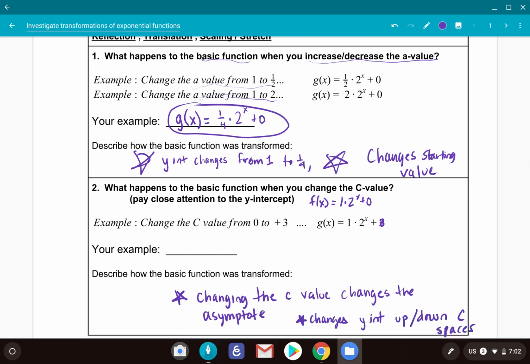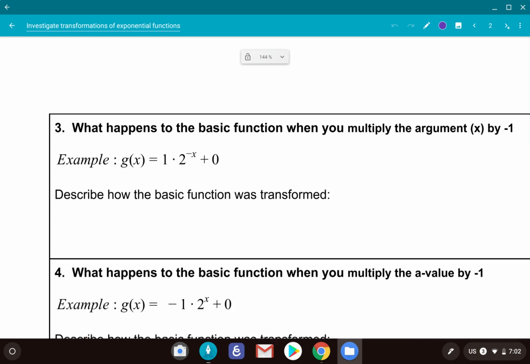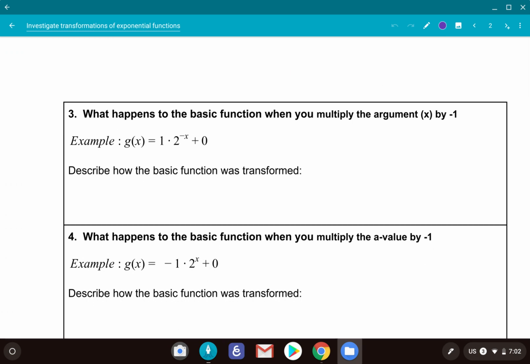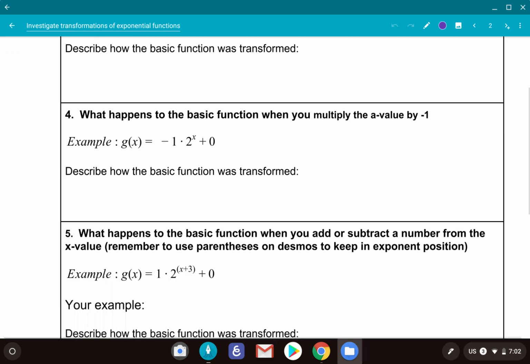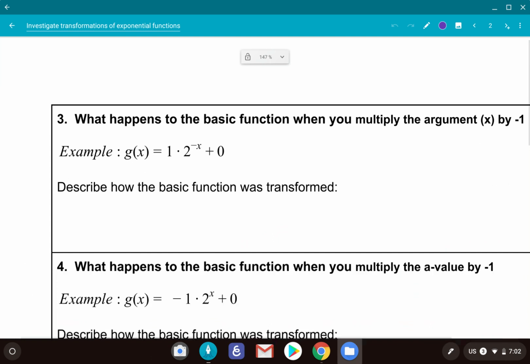Those are just my observations for the first two. I'm going to have you try now to investigate on your own without so much guidance what happens when you change the argument, when you multiply the a value by -1, or when you add or subtract a number from the x value. When I'm talking about the argument, it's just the exponent. If I were to multiply my x by -1, that makes it a negative x. Describe what happens compared to that basic function.